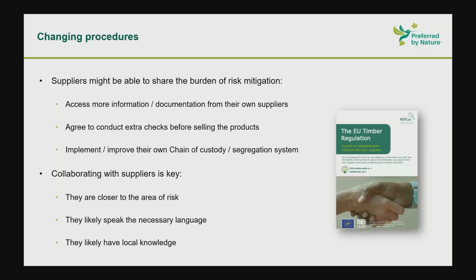Changing procedures can also be an option. Very often suppliers might be able to share the burden of risk mitigation. For instance, you might request them to implement stricter segregation and traceability procedures, but you can also request them to anticipate the demand for information and documentation from their own suppliers. It might also help you in initiating the risk assessment process, right? They might agree to conduct extra checks before selling products. So again, collaborating with suppliers based on the risk is quite a good option.